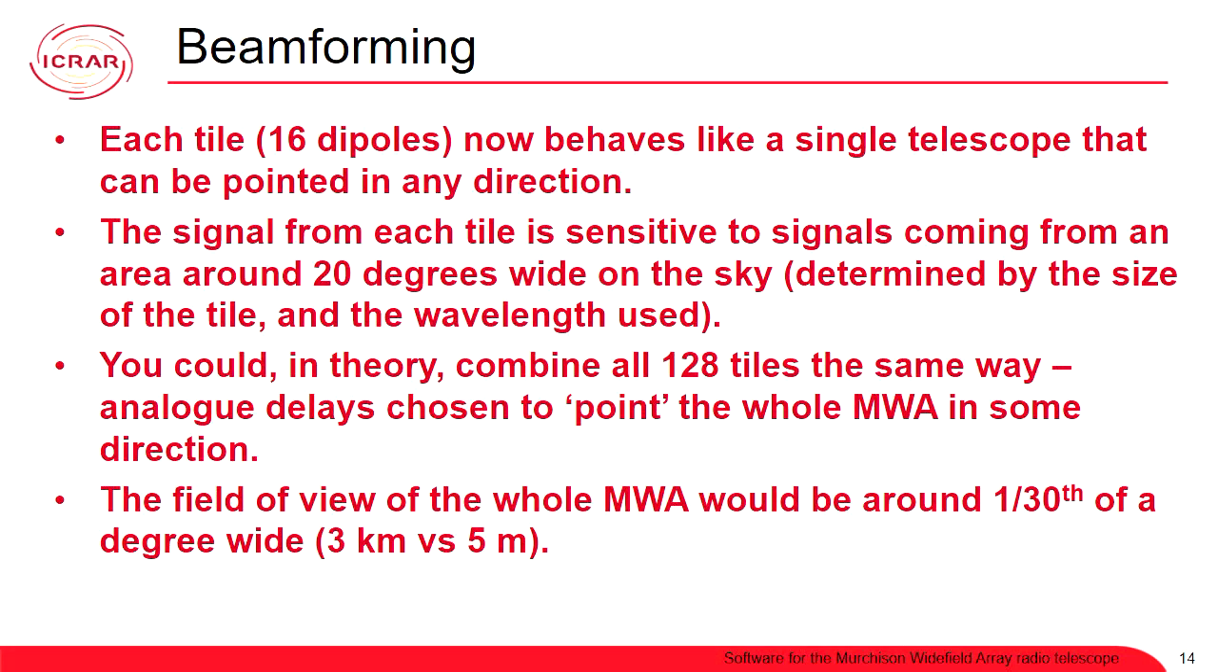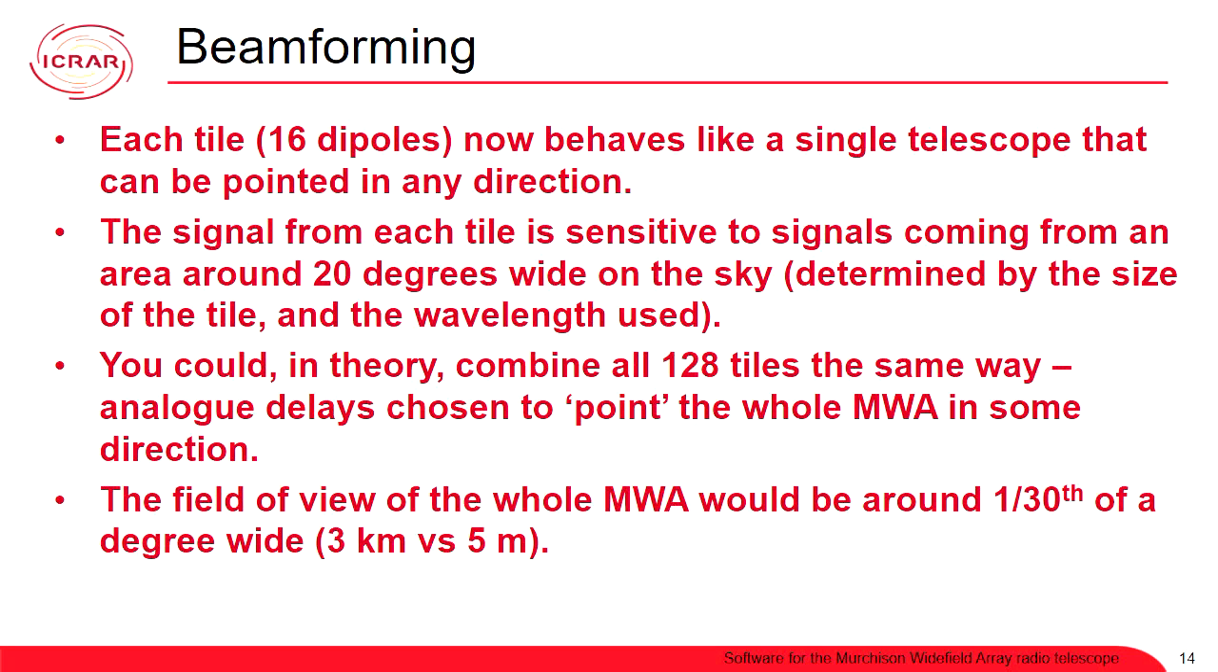So each of these tiles behaves like a single one of those dishes you can put in any direction. The signal from each tile is sensitive to an area that's about 20 degrees wide on the sky. And that 20 degrees is given by the wavelength that you're interested in, how physically far apart the peaks and troughs are, and it's determined by the size of the tile. If you had a bigger tile, you'd be sensitive to a smaller patch of sky. If you had a higher wavelength, you'd be sensitive to a smaller patch of sky.